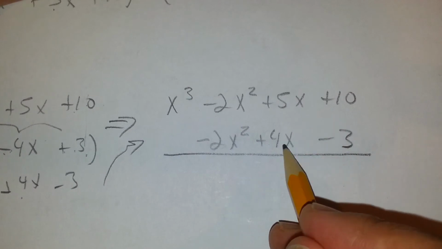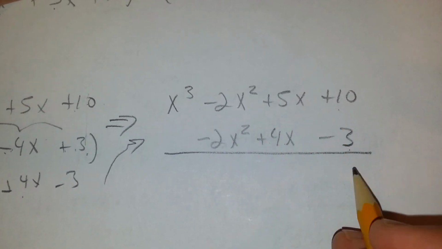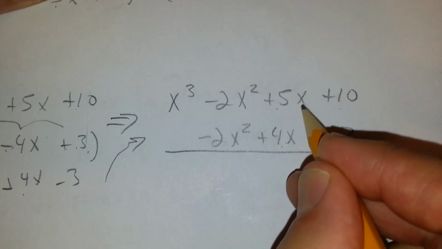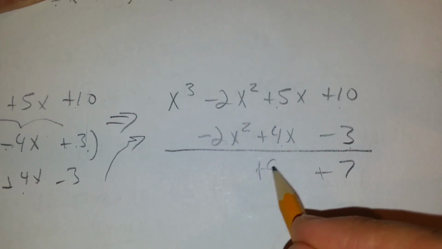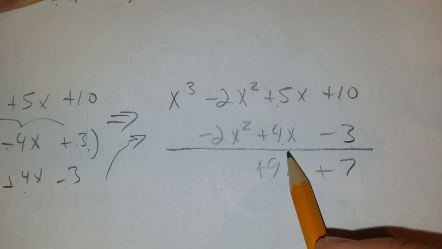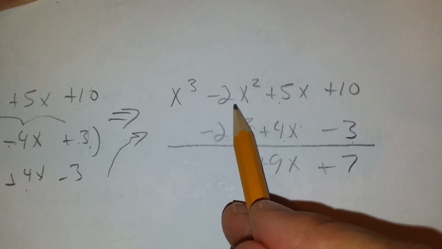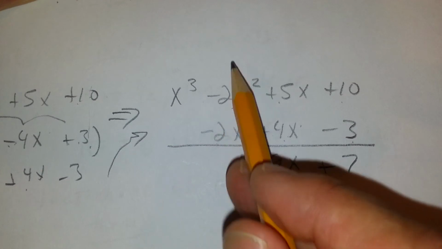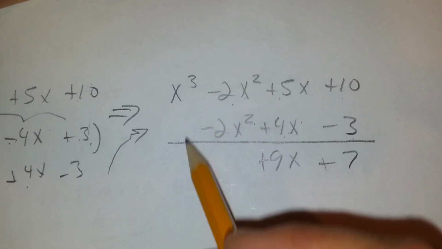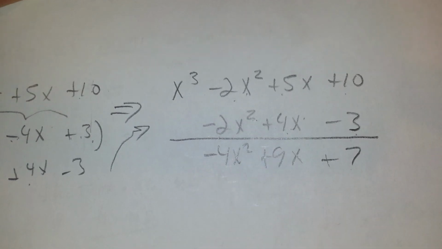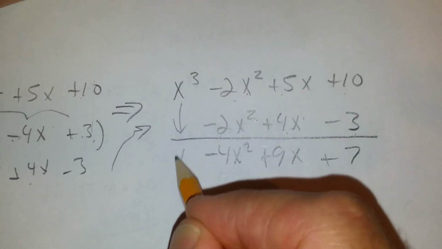Notice I'm in the right columns. 10 and a negative 3 is a plus 7. Plus 5 plus 4 gives me plus 9x. This is the x column, x to the first column. Here's the x squared column. I've got a negative 2x squared and a negative 2x squared. I'm basically adding all the time this way. That's minus 4x squared. And now this comes down, x cubed.